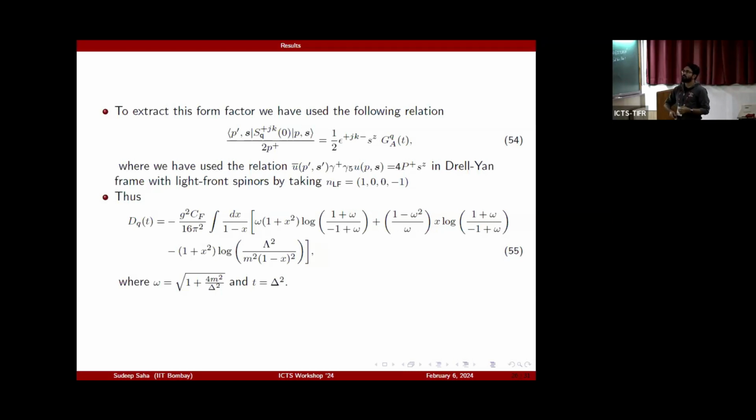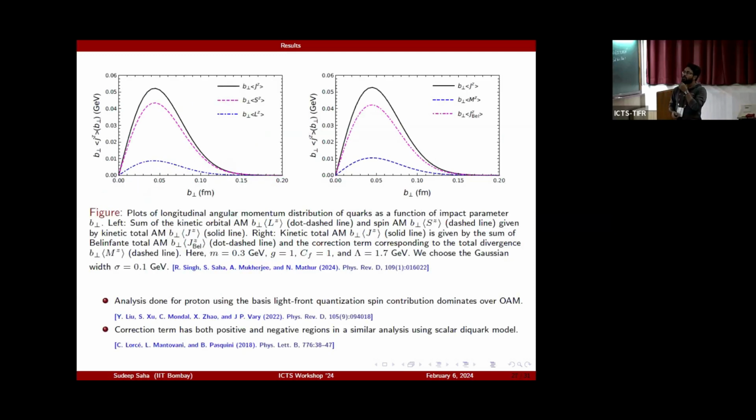So here we have plotted the longitudinal angular momentum distribution of quarks as a function of impact parameter. The left panel shows the total kinetic angular momentum as a sum of spin and the orbital angular momentum, and the right panel shows the total kinetic angular momentum as a sum of Belinfante plus the correction term. From the left panel, we see that the spin contribution dominates over the orbital angular momentum contribution.